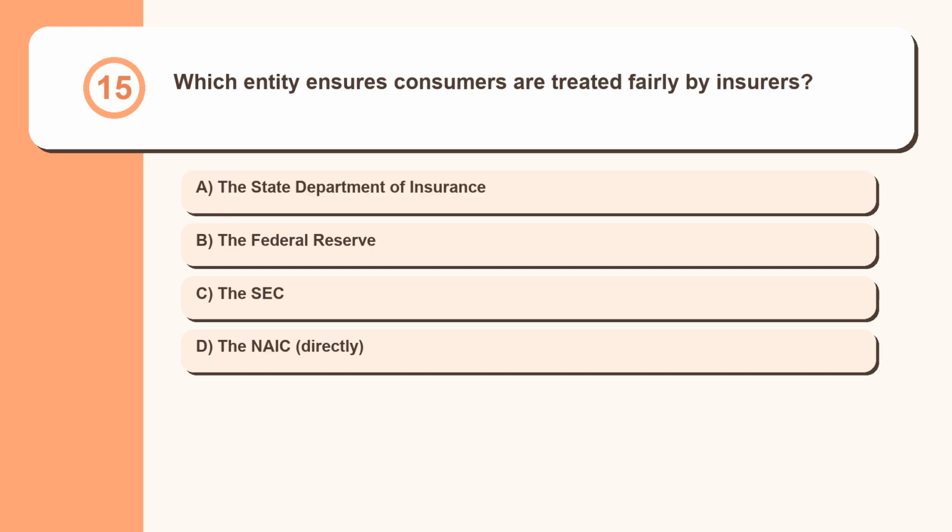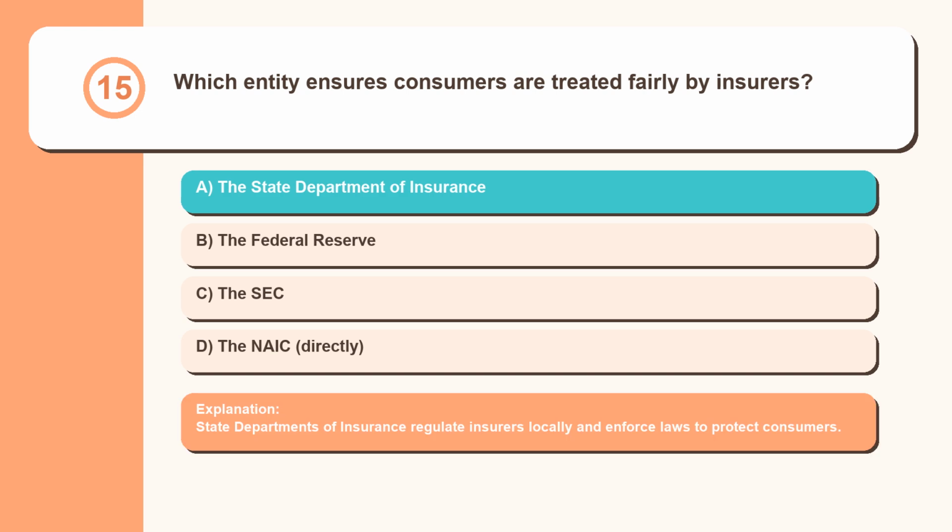Question 15. Which entity ensures consumers are treated fairly by insurers? The State Department of Insurance, the Federal Reserve, the SEC, the NAIC. State departments of insurance regulate insurers locally and enforce laws to protect consumers.